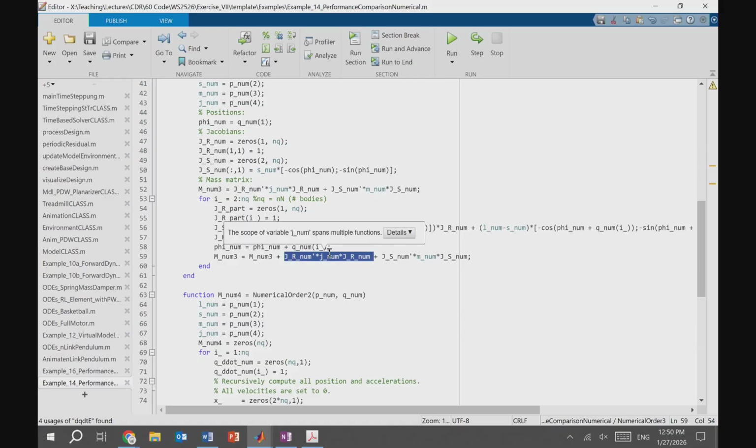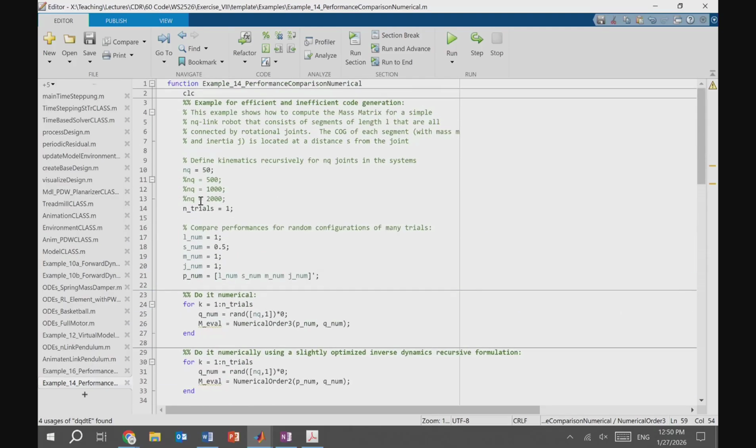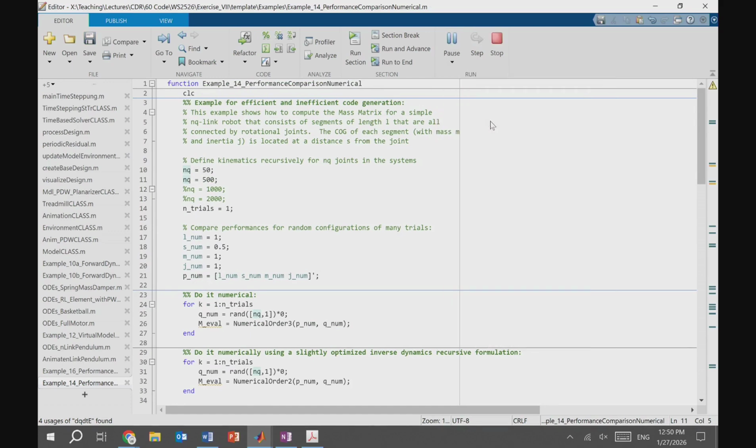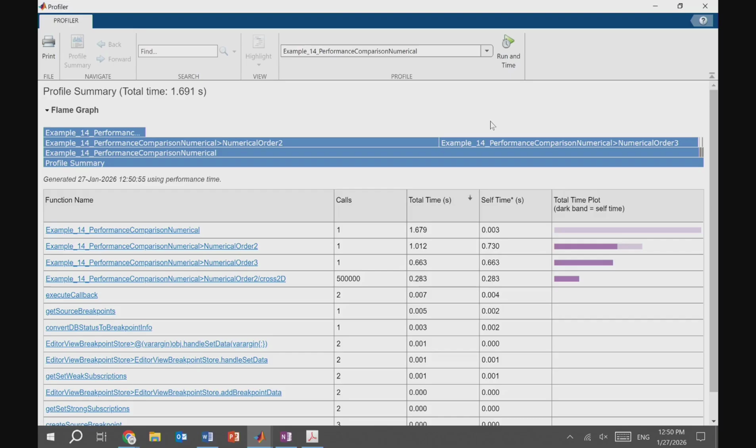Yeah? But we have to see how stuff scales. And now I go up by a factor of 10. So we expect that this takes 100 times as long, and this takes 1,000 times as long. Order 2 takes 0.73 seconds.